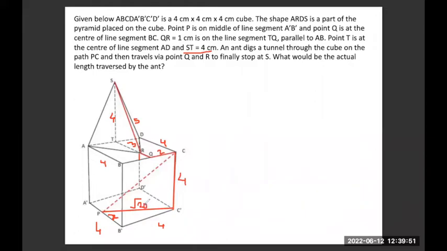So I'll just write root 20, and then 4. So 20 plus 16 is how much? So PC will be 6. 36, so PC will be 6, right? Is that correct? Yes. 6 plus 2 is 8, plus 1 is 9, plus 5 is 14. So this is the actual length which is traversed by the ant.